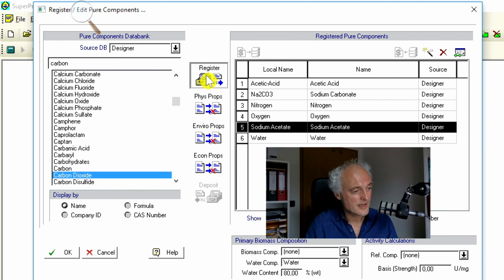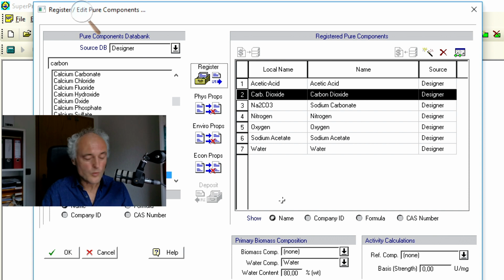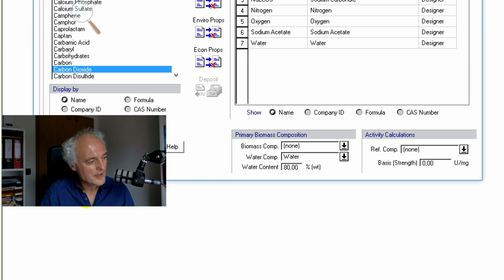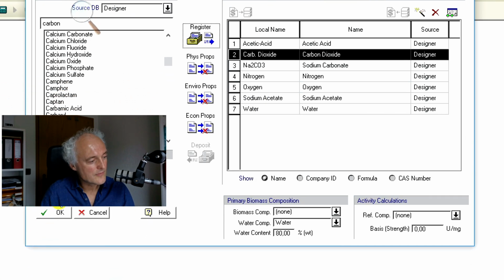And then everything is fine. So now we have all our substances. We have acetic acid and sodium carbonate, which are our reactants, and our products are sodium acetate, carbon dioxide, and water. And you see nitrogen and oxygen, it always puts in by default, and that's fine. So therefore, we have no problem there. Okay, so we are happy, and we click now.